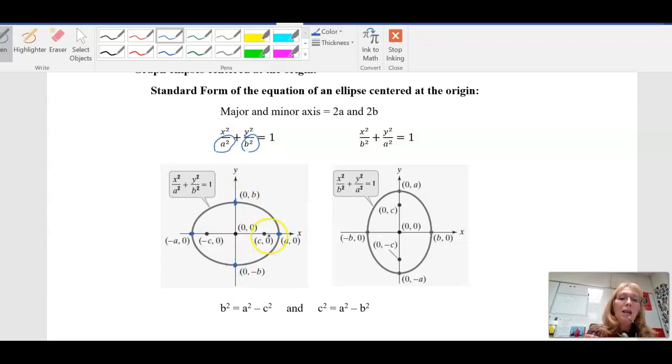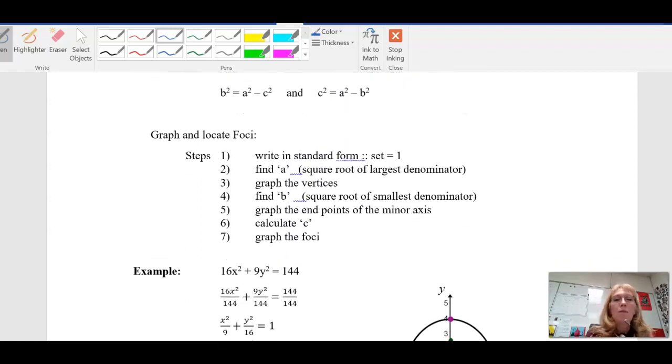Now to find c, it's inside, so it has to be smaller, so we are subtracting. We take a squared, the larger, minus the smaller, and then we take that square root, and that is what gives us c, and that's where our foci are. So it's always the larger minus the smaller on an ellipse.